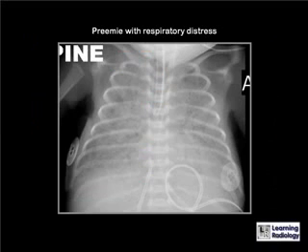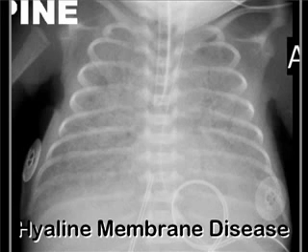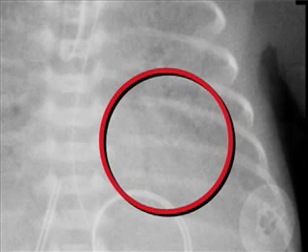So here is your mini quiz. This is a premature infant with respiratory distress. Which one of the 5 diseases that we discussed do you think this most likely is? You can pause your computer or MP3 player. If you said this is hyaline membrane disease, you were correct. There is almost complete opacification of both lungs. If you look closely in the left lower lobe, you can see there are numerous air bronchograms.